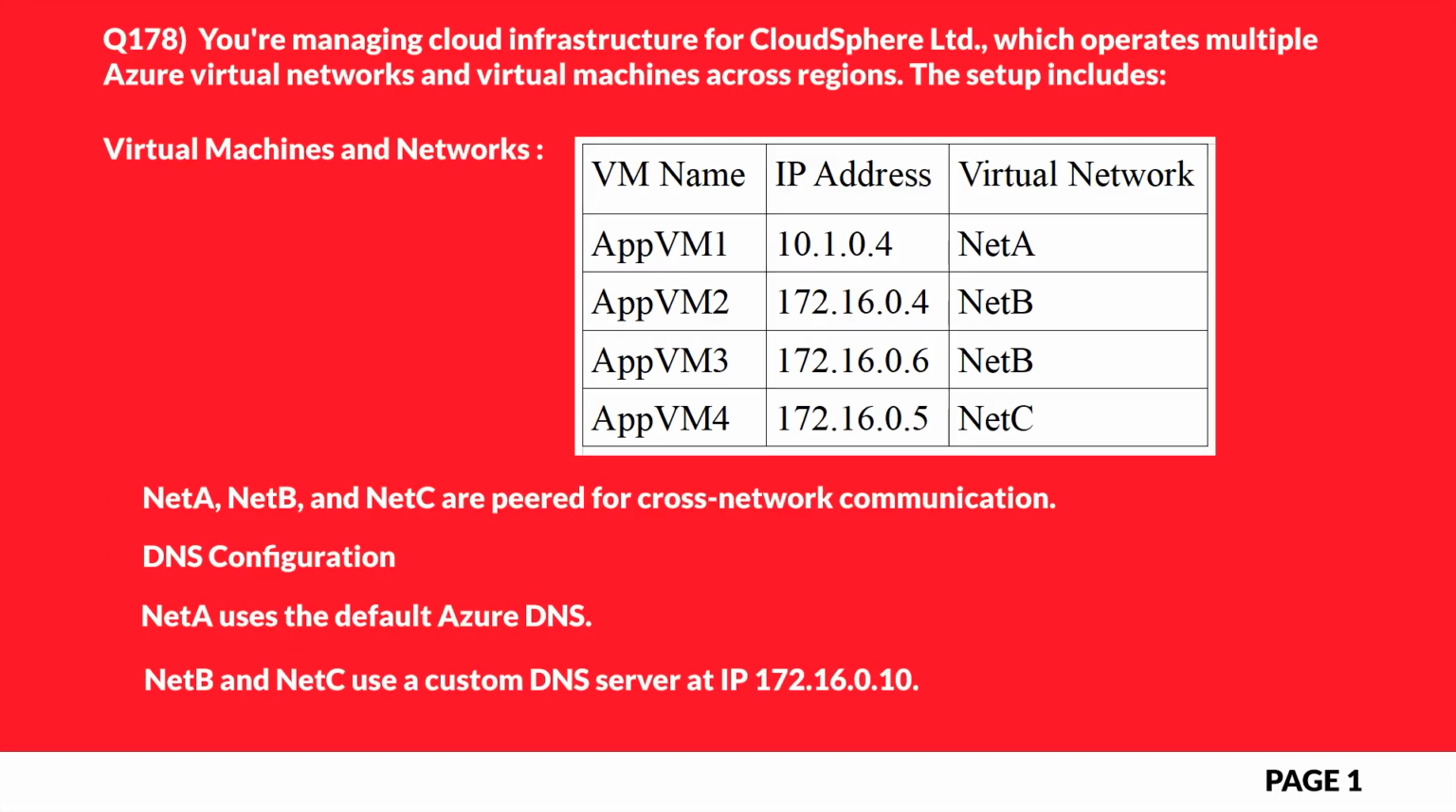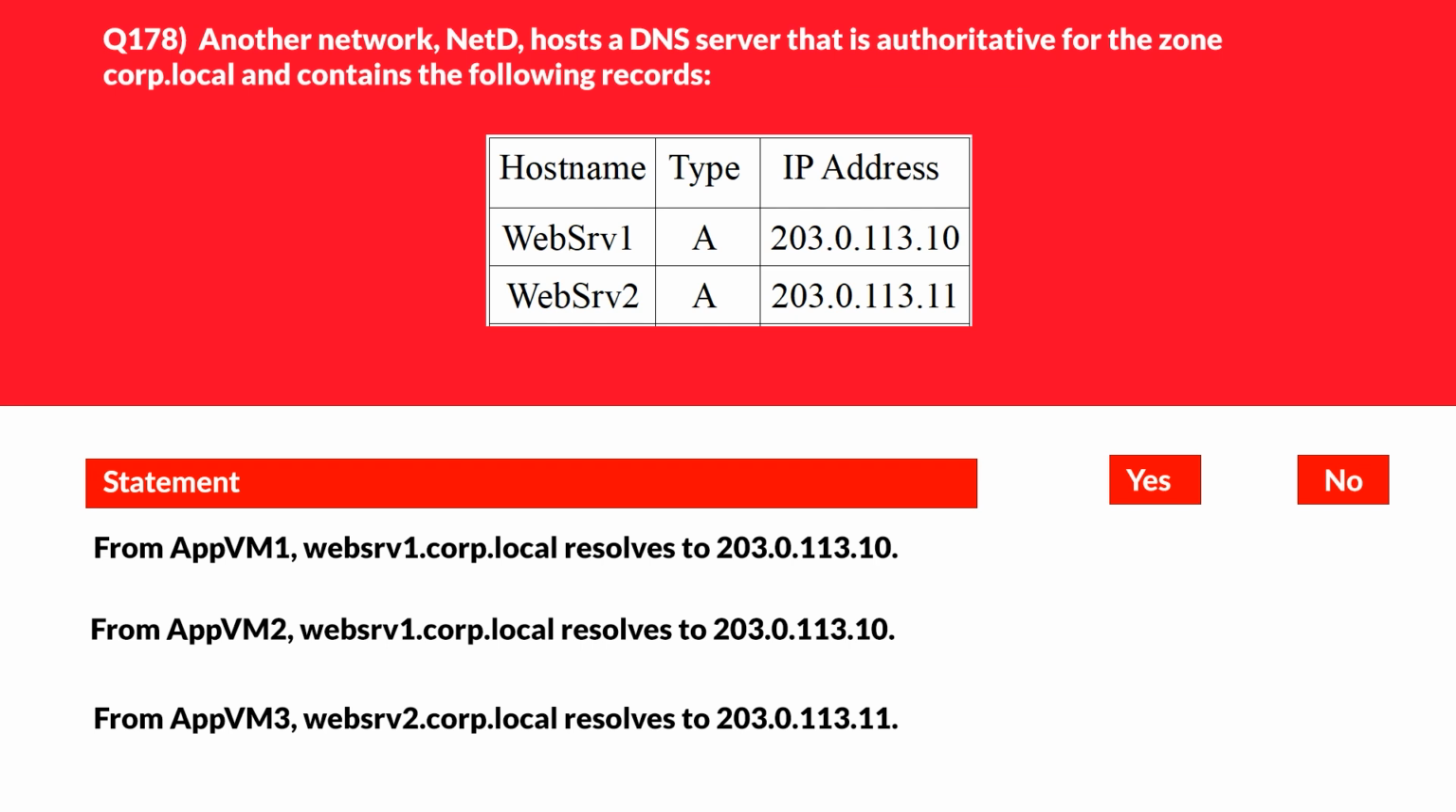Alrighty, let's look at this question. Please read this question. Please also feel free to pause this video to read the question at your own pace. And these are the statements we need to tackle now. Statement 1 says, from app vm1, web server 1 corp.local resolves to this IP.